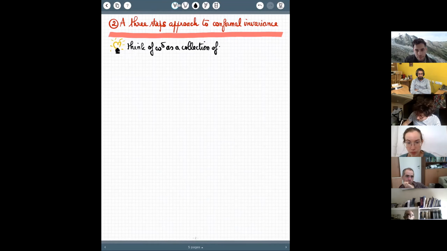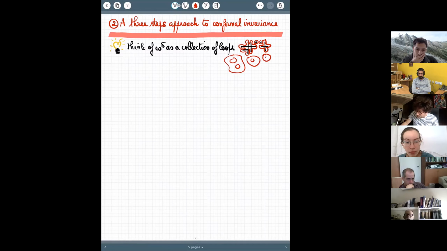And how do you see omega delta as a collection of loops? So you have the clusters, the connected components in your graph. Think of omega delta as just the collection of loops that are the boundaries of these connected components. Okay? So think of omega delta as a collection of loops. Now there are natural topologies you can think of on the collection of loops. And I'm going to now state the first conjecture, which I call existence of a scaling limit.